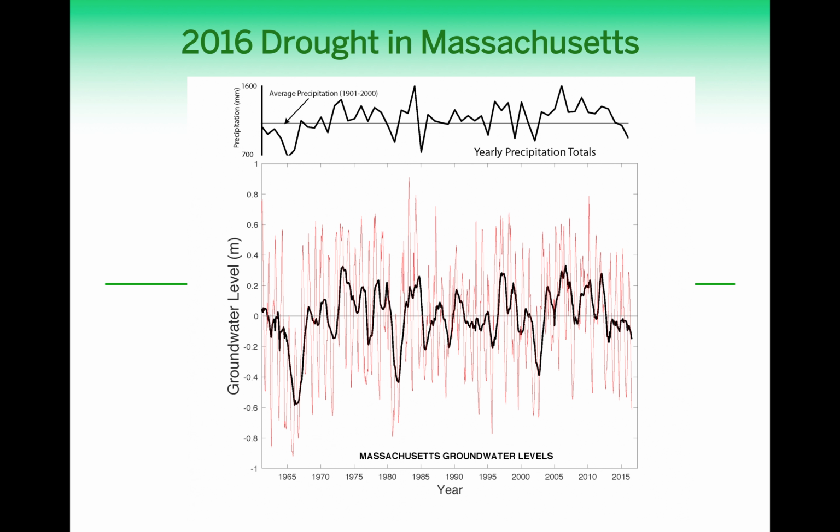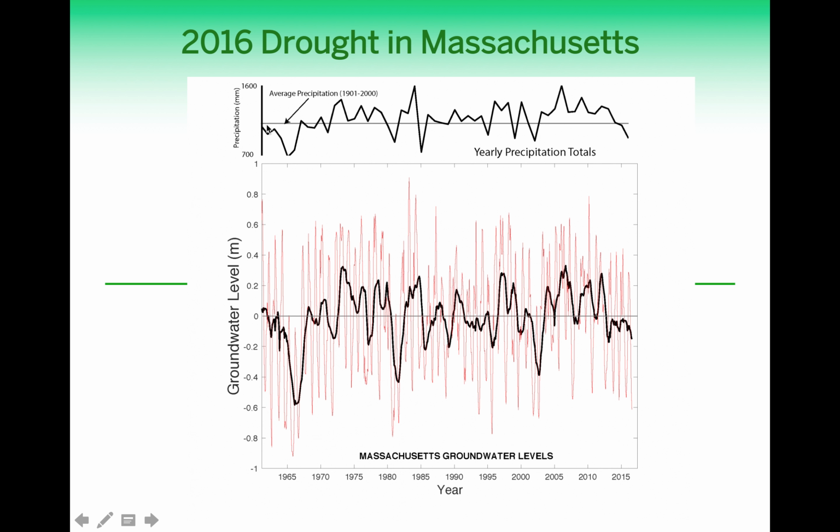Now, we again had a recent drought spell in Massachusetts in 2016. So there are two graphs here. One shows the precipitation here. If you look at the bottom line, it goes from about 1950 to 2016. So the data you're looking at is from 1950 to 2016.